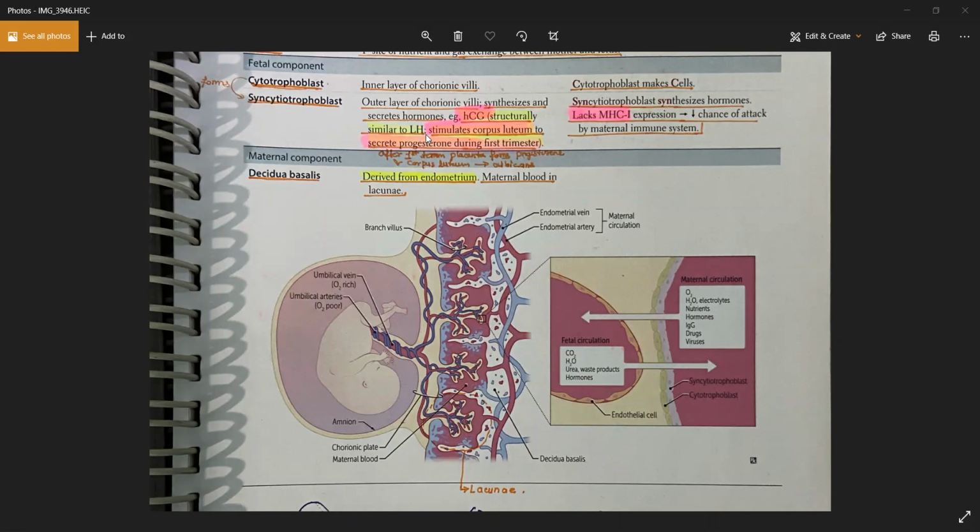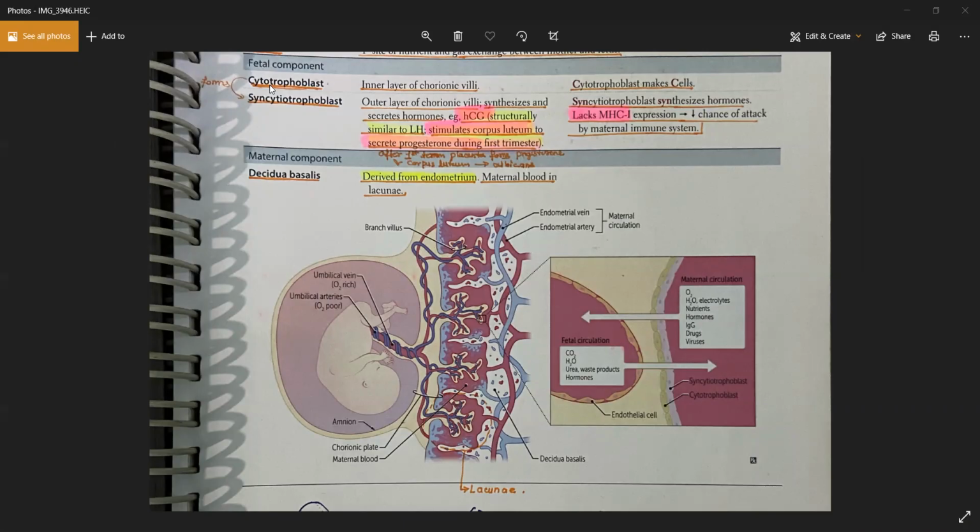So all the secretory functions are always performed by the syncytiotrophoblast. And the function of cytotrophoblast is to form the syncytiotrophoblast. Please note, because the syncytio and cytotrophoblast lack MHC1, as a result the maternal immune system can never attack these layers.